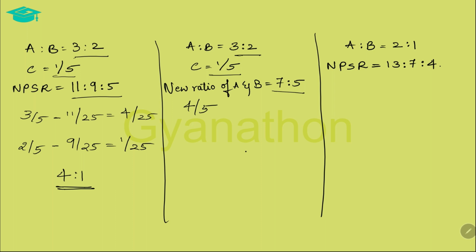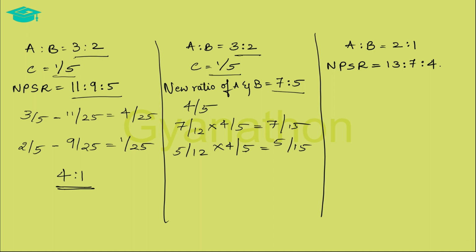So A's new share is 7 by 12 into 4 by 5, that is 7 by 15. Whereas B's new share is 5 by 12 into 4 by 5, that is 5 by 15. Now that we know the new share and the old share, we can calculate the sacrifice ratio.